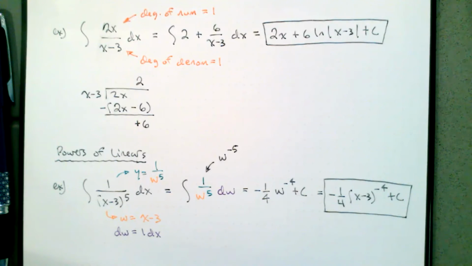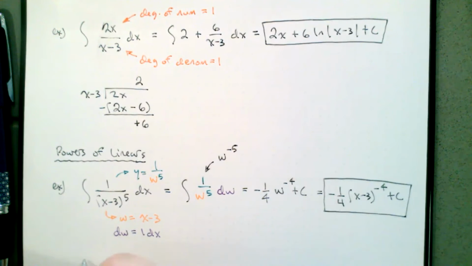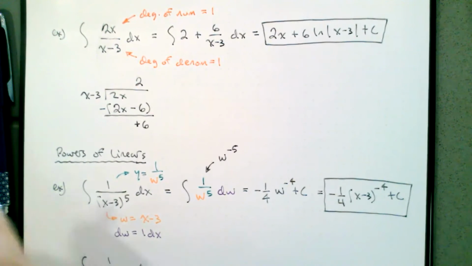If the denominator is linear but not monic, that is, the leading coefficient is not 1, then a similar thing happens to our natural log. Let's suppose that we had the integral of 1 over 2x minus 3 to the 5th power. What's going to change is that our dw is not just going to directly replace the dx, because our w is 2x minus 3 this time. The function that holds the dw is still a 1 over w to the 5th.